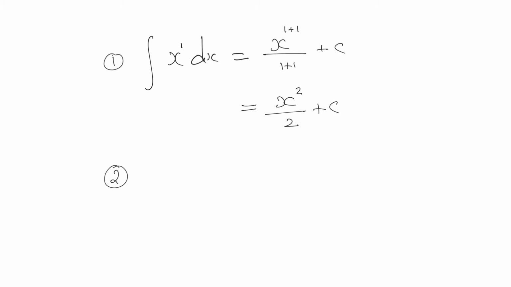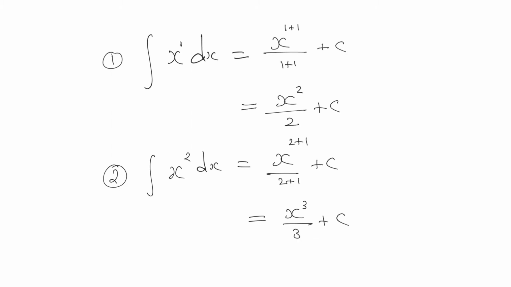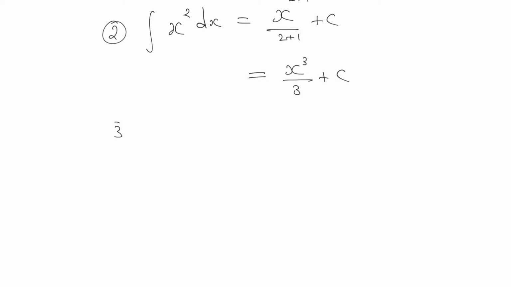We can take another example. If it is given that integration of x square dx, the value of n is 2. So x raised to 2 plus 1 divided by 2 plus 1 plus constant of integration c. The final answer is x cube divided by 3 plus c. I think you got the basic idea of this integration. So if it is x raised to 4 dx, this will be x raised to 5 divided by 5 plus constant of integration c.